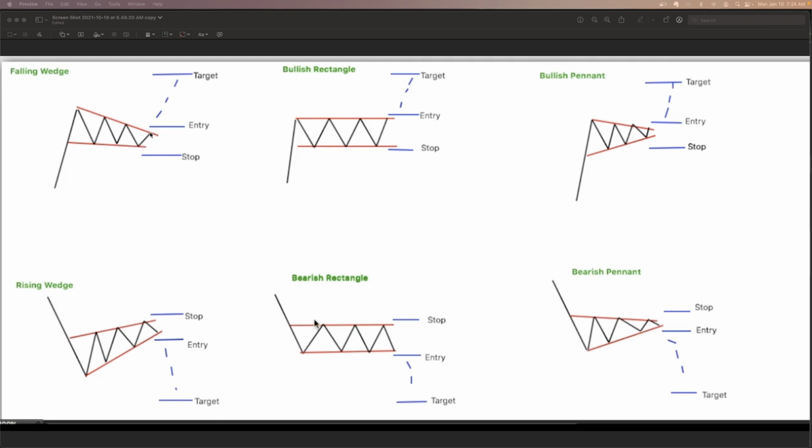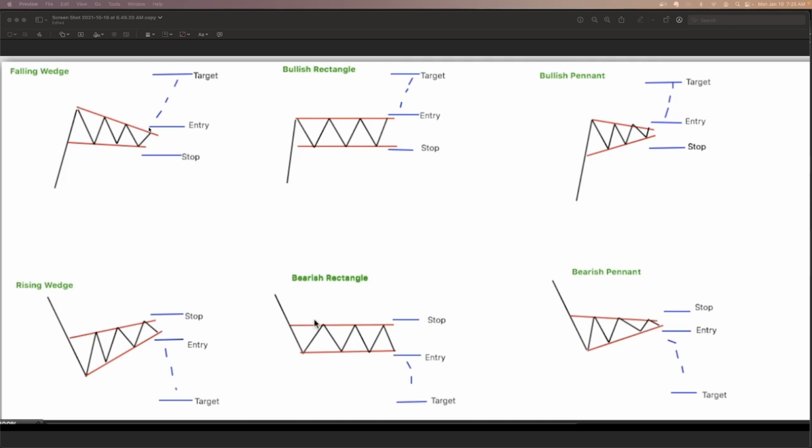Your entry is the break of that pattern, because that means that the buyers have taken over and there aren't enough sellers to suppress that price. Again, like I've said before, when you're charting, you're just trying to figure out where the buyers are and where the sellers are. And depending on whether you're going long or short, you want to go with the pack. That's how you make money. You just do what everybody else does. And that doesn't sound very exciting, but hey, good traders are boring.